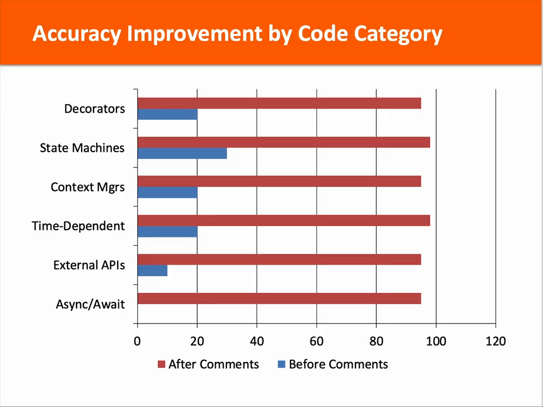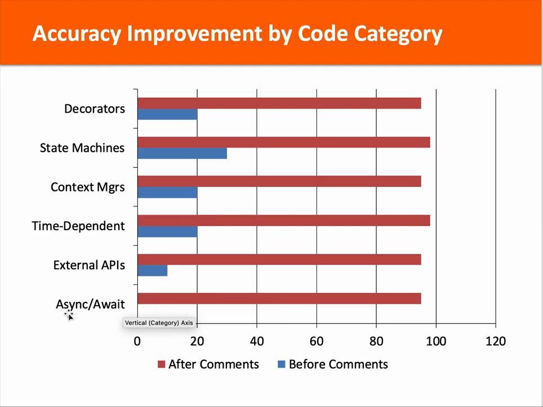The next slide we talk about shows which code categories benefit the most. So we also did this research on different types of code in Python, right? So we added decorators and we checked state machines, context managers, external APIs, async await, and so on.